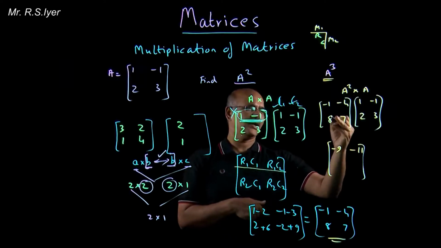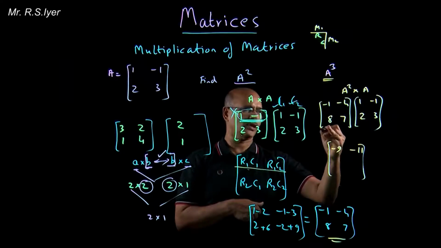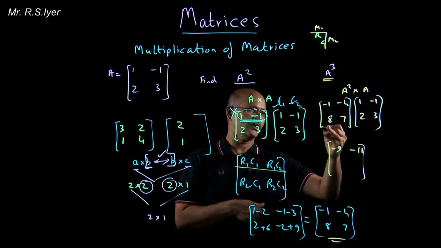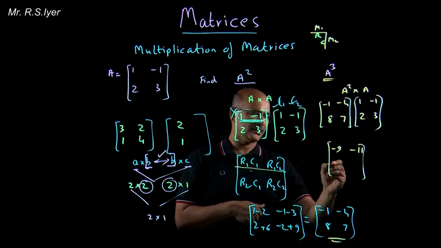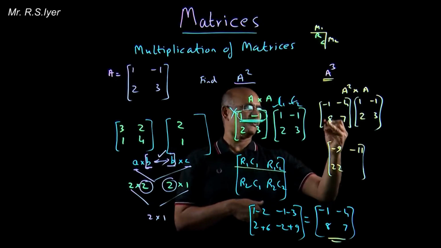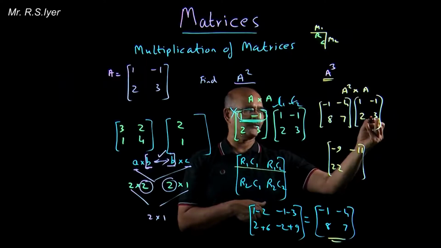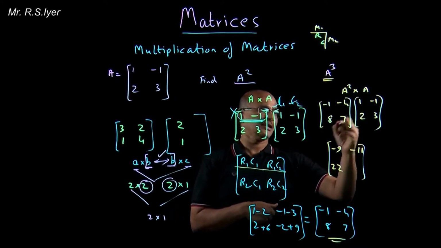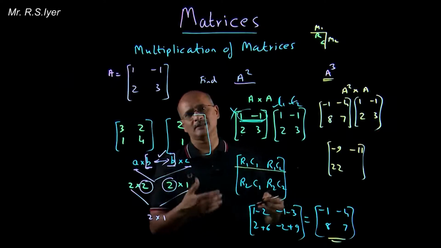Then 8 ones are 8, 7 twos are 14. Second row and first column: 8 ones are 8, 7 twos are 14. That is nothing but 22. Then minus 8 plus 21. Now understand this, minus 8 plus 21. So 21 minus 8, how much?